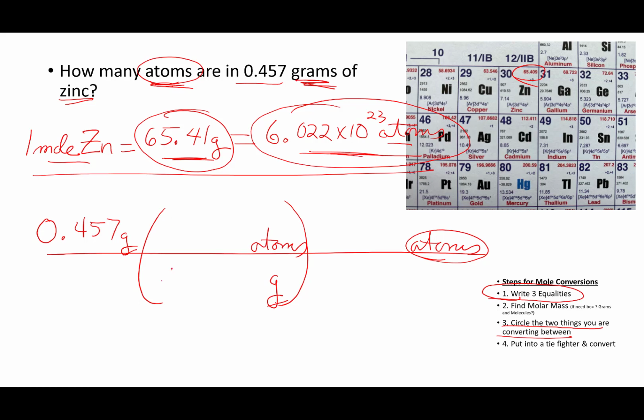Well, 65.41 grams of zinc contain 6.022 times 10 to the 23 atoms. And when I put that in my calculator, I ended up with 4.14 times 10 to the 21st atoms.